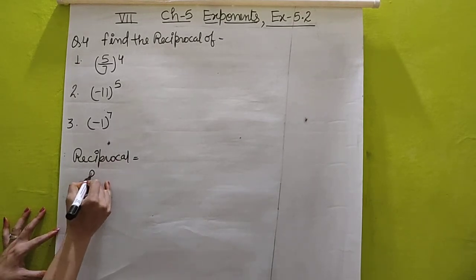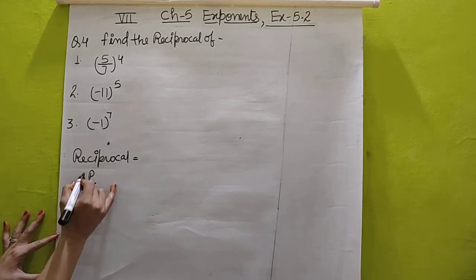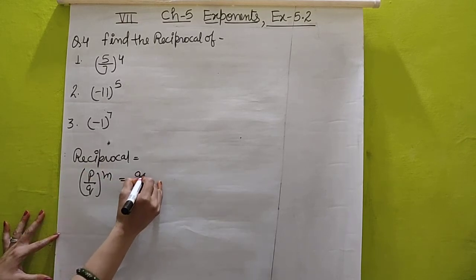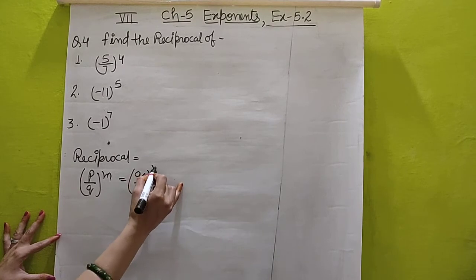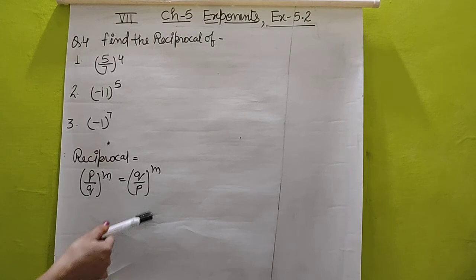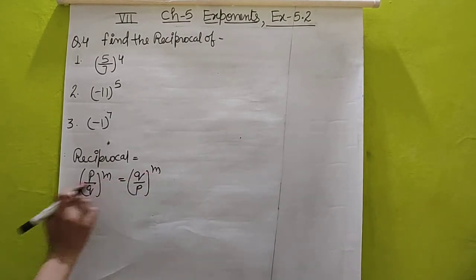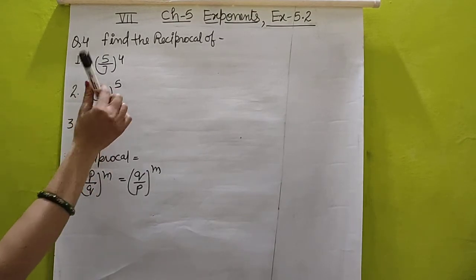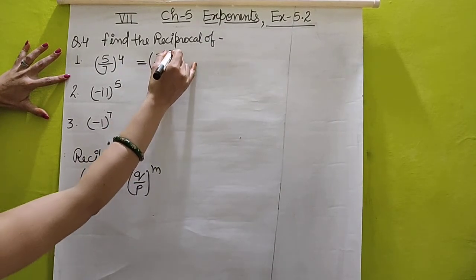Suppose p/q is a rational number having power m, then its reciprocal will be q/p, and the power will be the same. So what I have done, students, here p/q was written, and I have done the reciprocal, meaning q/p, just the opposite, and the power is the same. Similarly, we will do here for (5/7)^4. Students, it will be (7/5)^4.